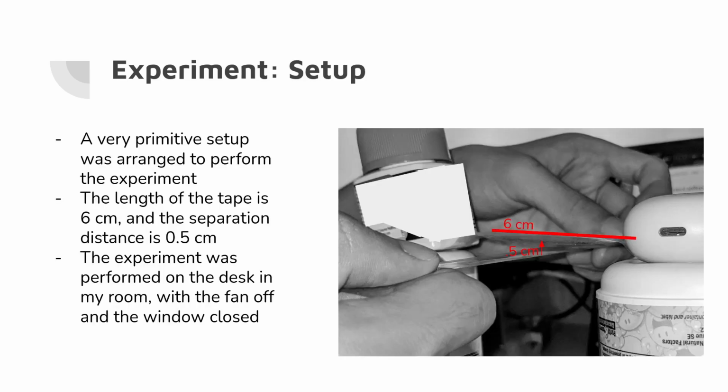Here is the very primitive setup I created for this experiment in my room. We have the two pieces of tape which are held in place by a few plastic bottles and other random objects. Then we measure that the length of the tape is 6 centimeters and the separation distance is 0.5 centimeters. Furthermore, the fan was turned off in my room and the window was closed to eliminate any external disturbances that may skew the results of the experiment.